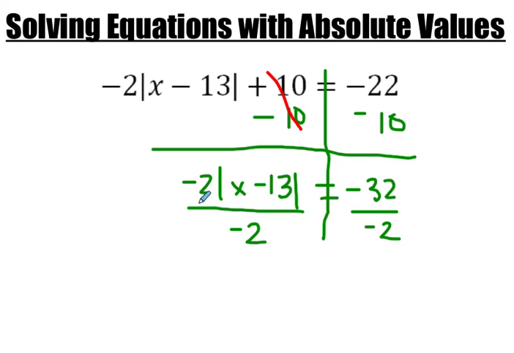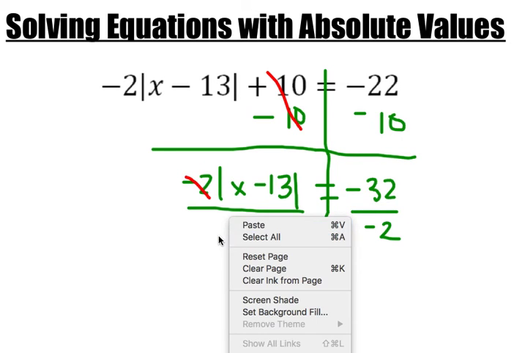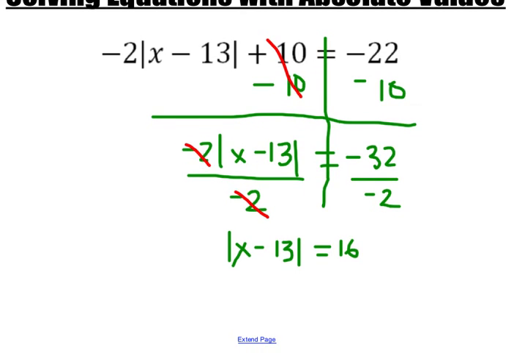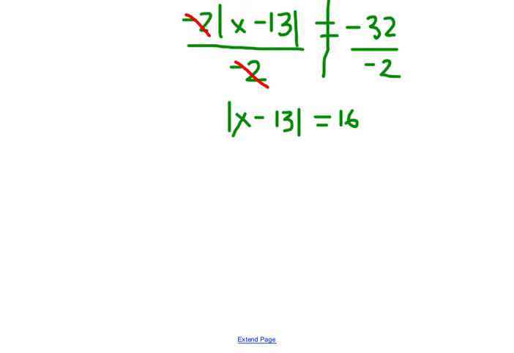So on the left-hand side, these negatives are going to cancel. And on the right-hand side, I have a negative divided by a negative, which becomes a positive. And 32 divided by 2 is going to give us 16. So this is what we're working with. It's not until this step that you can decide if you have a no solution problem or not. You cannot decide until the absolute value is by itself. So I need to separate this into two equations.